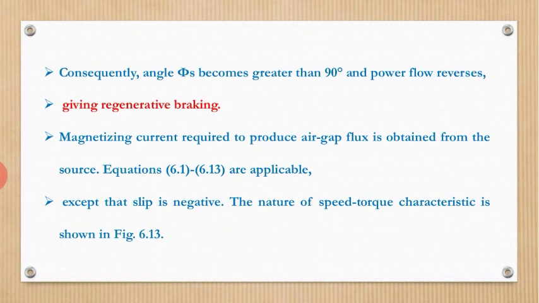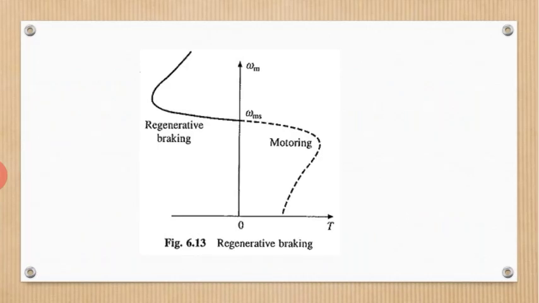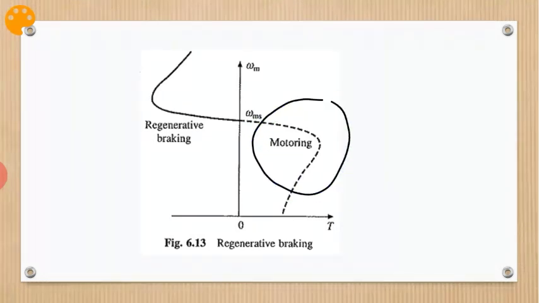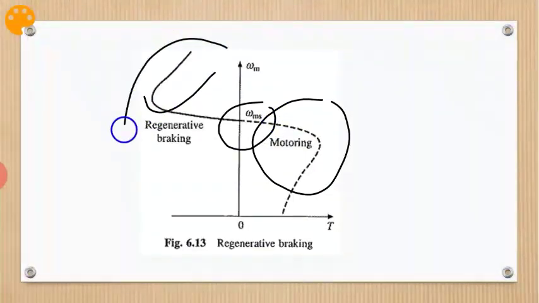The magnetizing current required to produce the air gap flux is obtained from the source. I have already discussed equations 6.1 and 6.13 in part 1, when analyzing the three-phase induction motor equivalent circuit. Except that slip is negative, the nature of the speed torque characteristics is the same. In this figure, motoring operation is shown, and as the speed is above synchronous, regenerative braking is obtained.